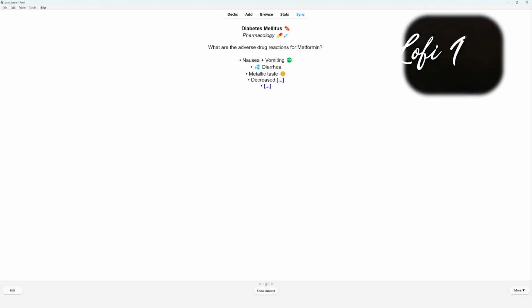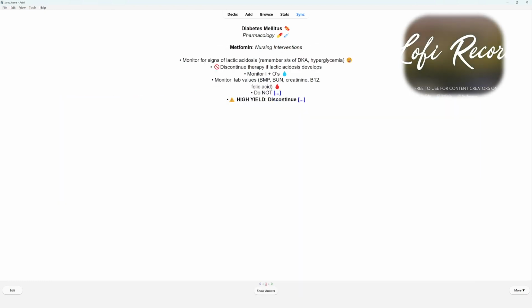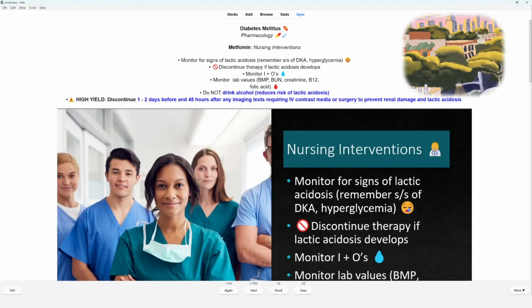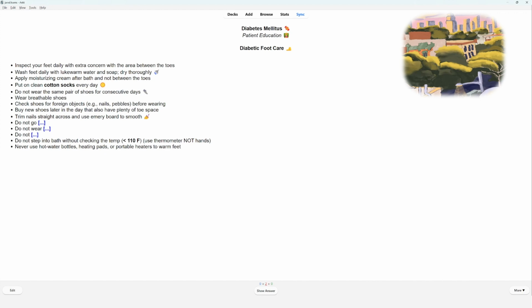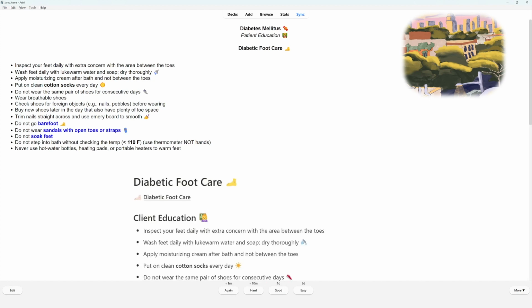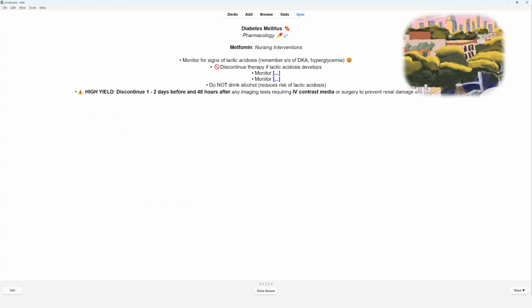Decreased folic acid and B12, lactic acidosis, adverse effect. Don't drink any alcohol. Discontinue 48 hours before any imaging with contrast media or surgery. Do not go barefoot. Don't wear sandals. And then do not soak your feet. Okay. And nursing, monitor the eyes and nose, monitor the lab values for BUN, BNP, creatinine, B12 while on metformin.